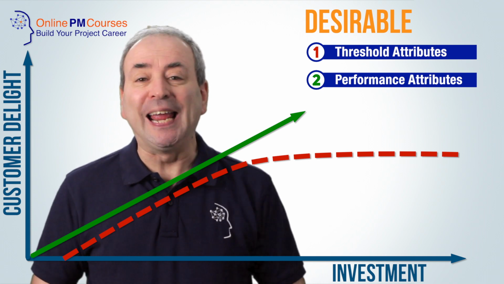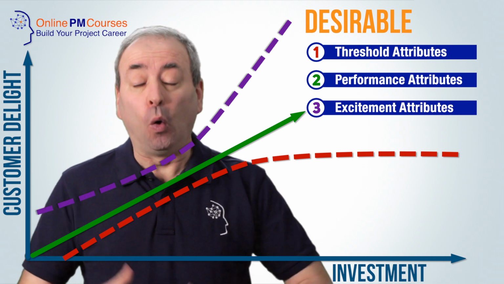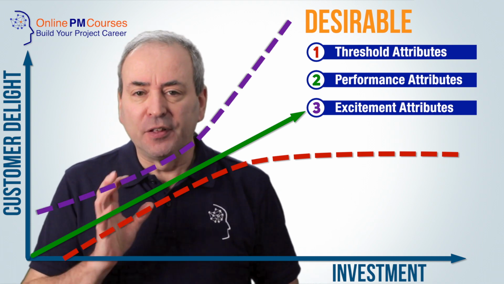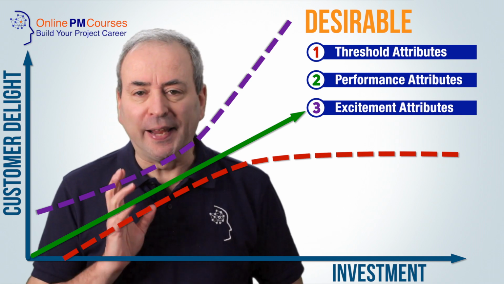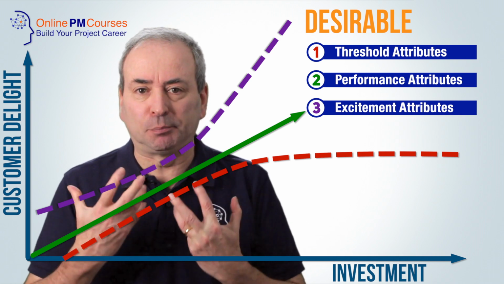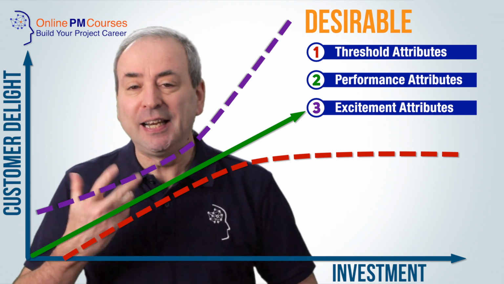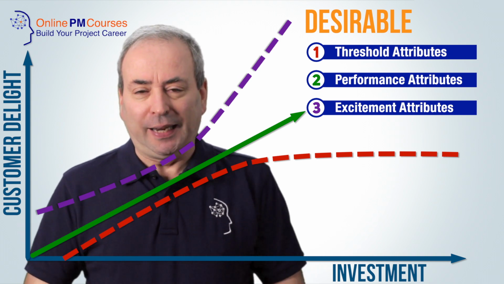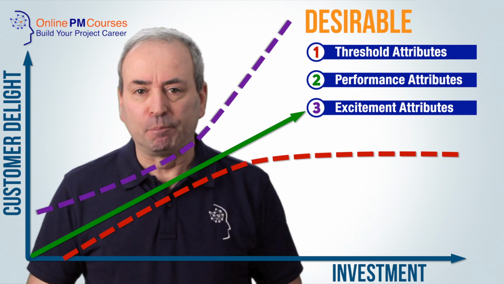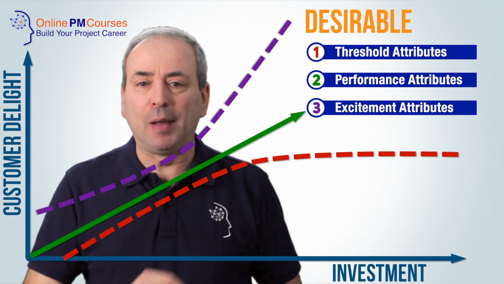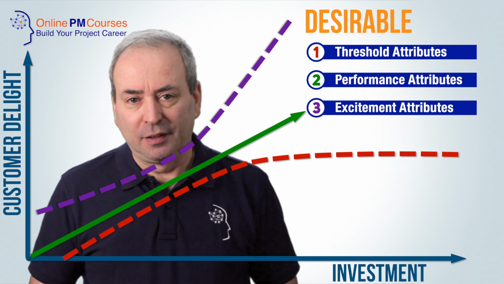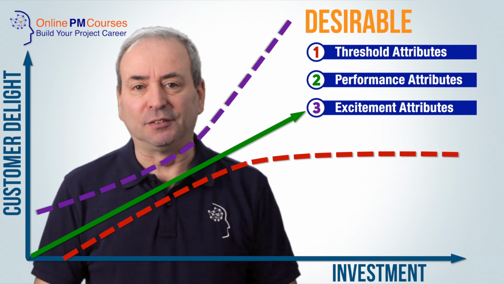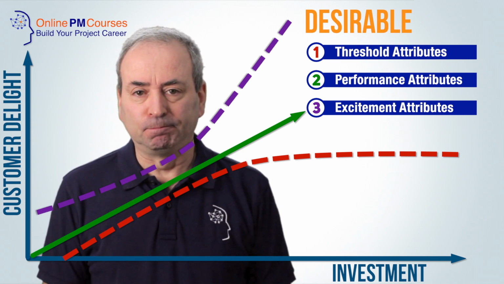The third category is excitement attributes or delighters. For these, there is no proportionality at all. For a given investment, we get a disproportionate increase in customer delight. It creates the wow factor. Investing a small amount in delighters produces a huge dividend in customer and user satisfaction and excitement.